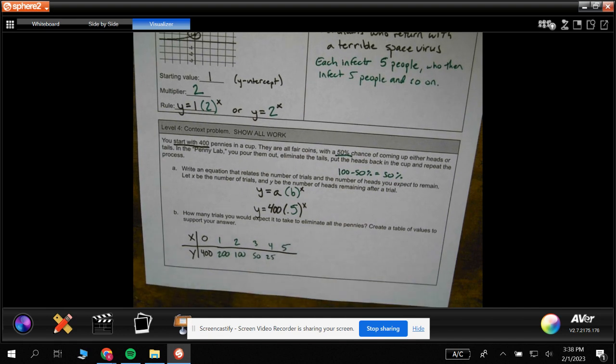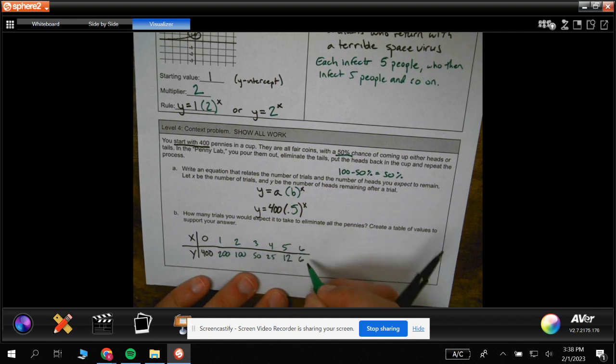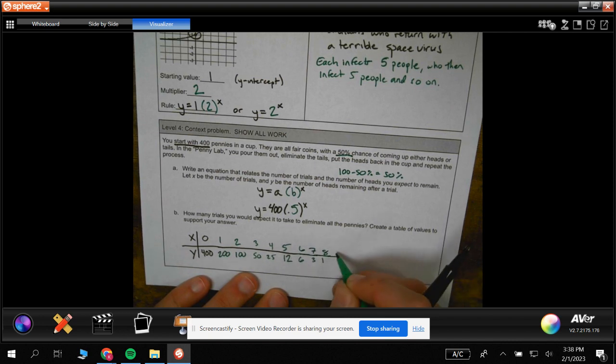Now it gets tricky. I start getting into decimals. 25 divided by 2 is 12.5. So what should I do there? Well, I'm going to choose to round down because you can't have half a penny. So I'm going to say there are going to be 12 pennies. So after 6 tries, we should have around 6, 7 tries, 3, 8 trials, about 1.5. So we'll say there's 1 penny left.